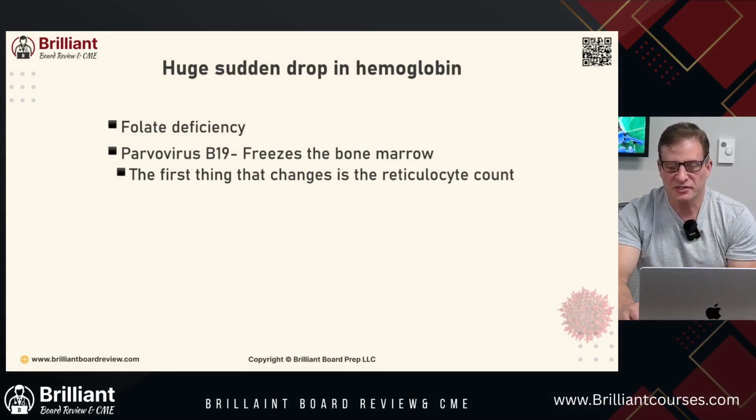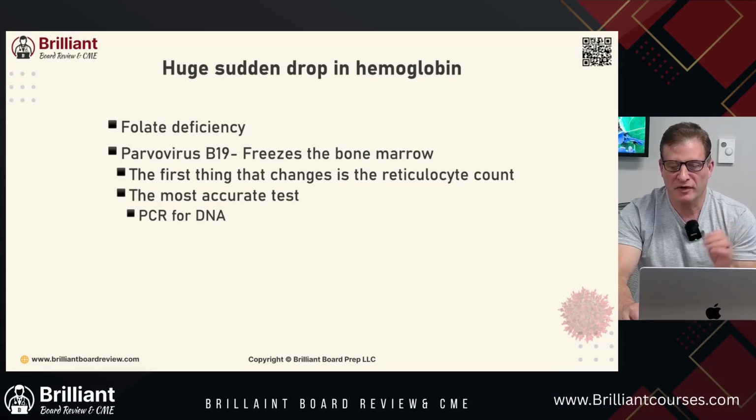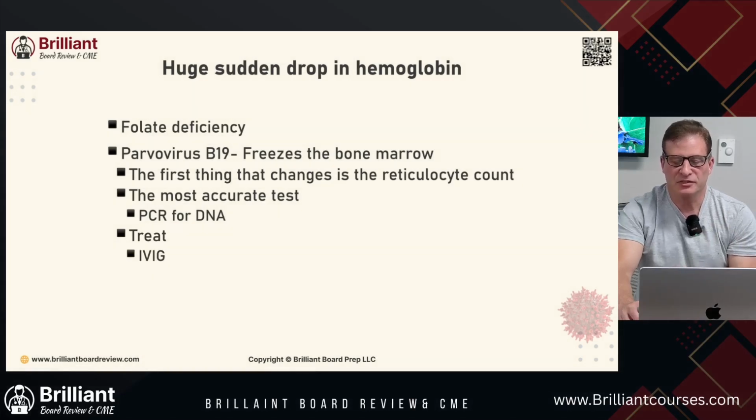The first thing you're going to see in sickle cell is going to be the huge drop in the reticulocyte count. The most accurate test is a PCR for DNA for checking for parvovirus B19. Treat with IVIG. This can be serious.